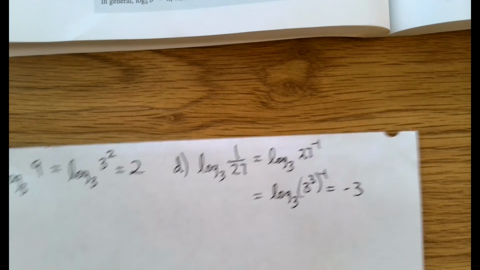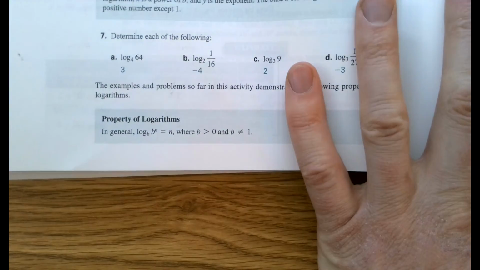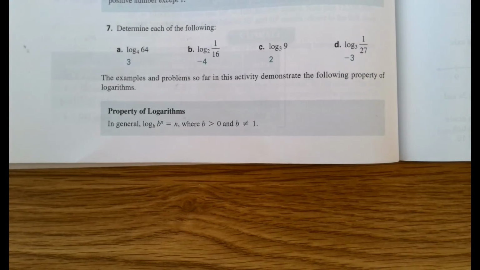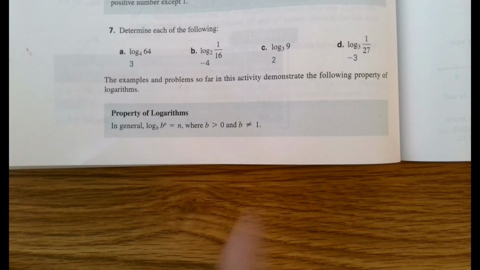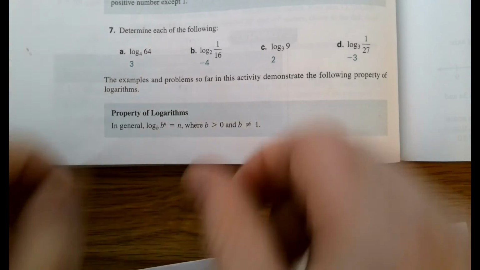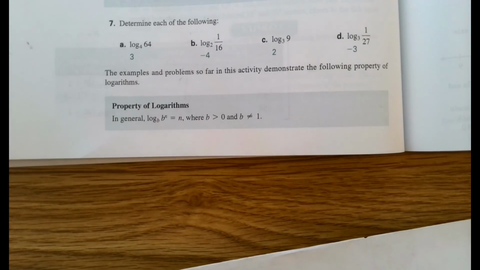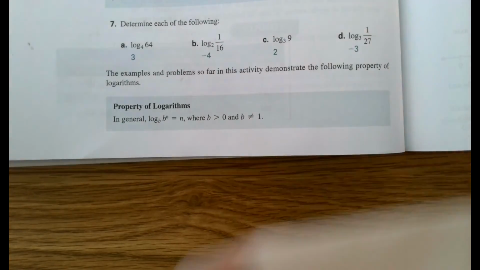Okay, so our textbook now rewrites this and gives us this property of exponents. It says, in general, log base b of b to the n is equal to n, provided b is greater than 0 and b is not equal to 1. I've been foreshadowing this when I say as long as the bases match between the expression we're evaluating the log of and the base of the logarithm, then the result is just n. So here come 4 examples on question 8.